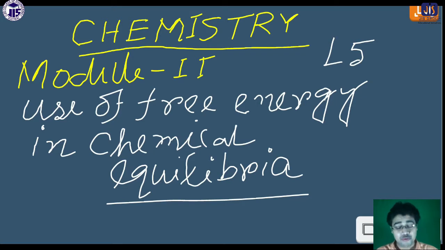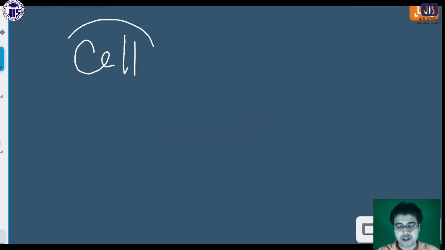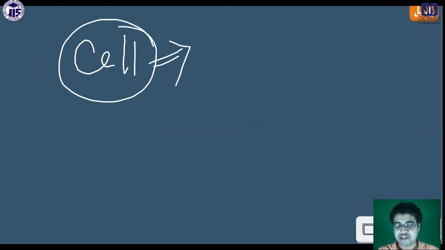So what is today's topic? First of all, we'll discuss the basic concept of the cell. There are two kinds of cell we'll discuss today: the electrochemical cell and the electrolytic cell. Then we'll discuss a few topics which are very much related to the cell. These parts are mainly from electrochemistry, which has a relationship with the Gibbs free energy and the EMF of the cell. That's why it is included in module 2.